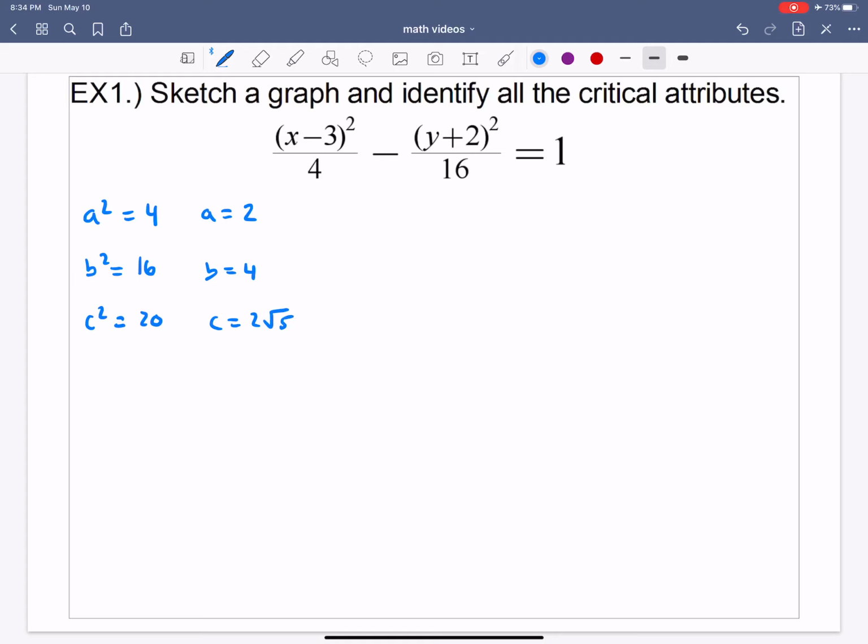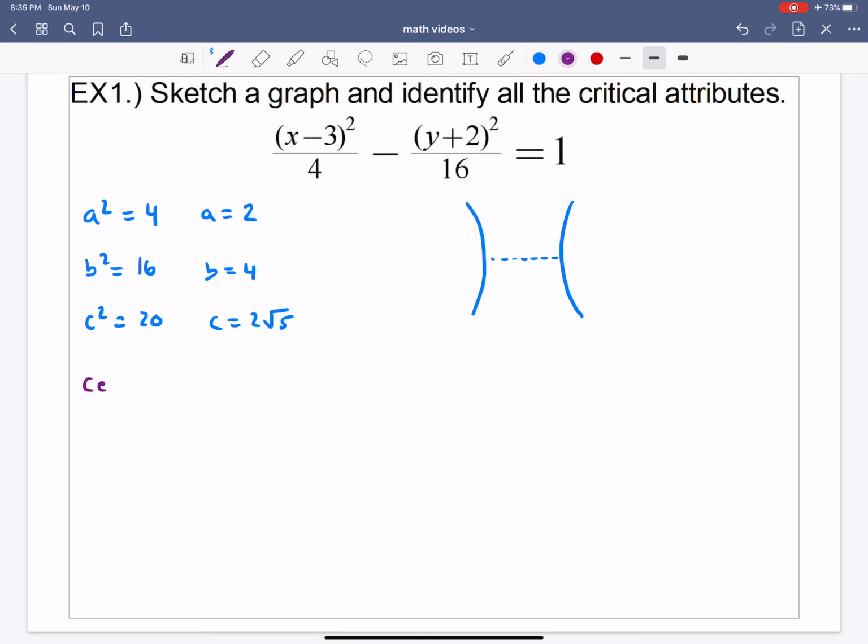The next thing that I'm going to look at is what variable is in the numerator. The x comes first. So that tells me that this is going to be a horizontal hyperbola. So it's going to look something like this, the horizontal one. Then the next thing that I'm going to do is find the center.